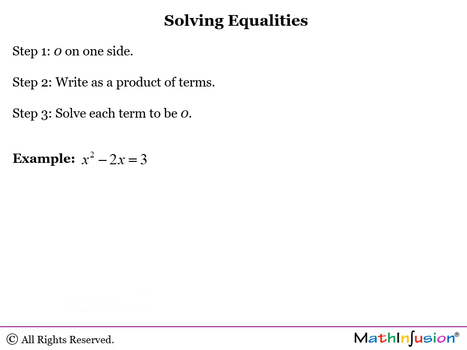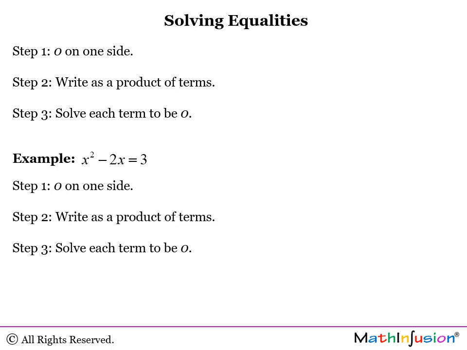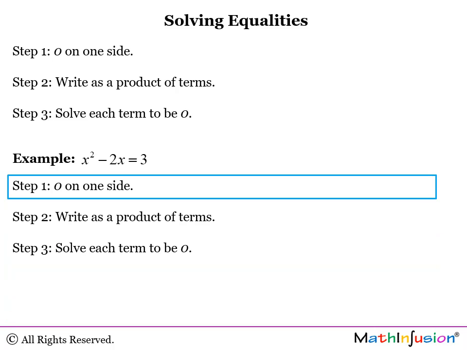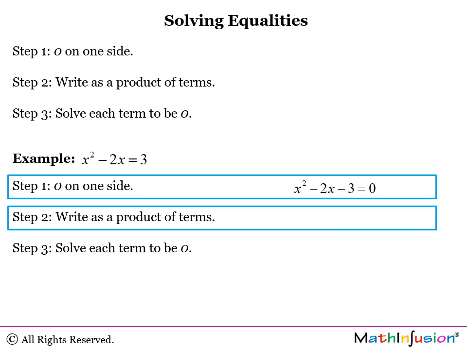Example: x to the power of 2 minus 2x equals 3. Step 1. We get x to the power of 2 minus 2x minus 3 equals 0. Step 2. We are writing x to the power of 2 minus 2x minus 3 as the product of x minus 3 times x plus 1.